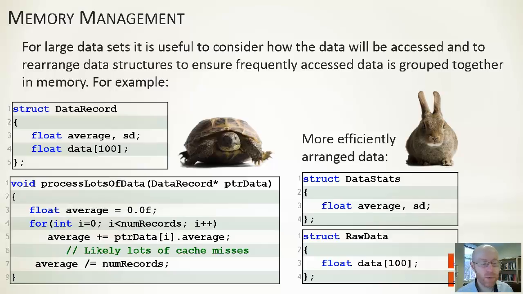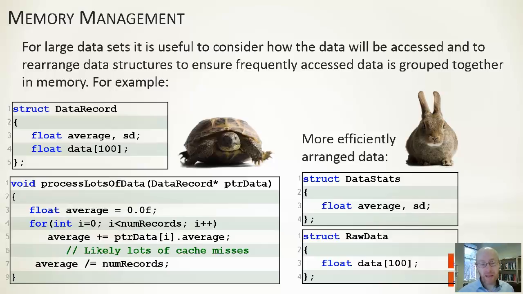Underneath this, we've got a process lots of data method. So we're assuming here that we're going to call this method, and we will be passing in a whole bunch of data records. So not just one, but a large number that we need to process. What happens in terms of the processing? Well, effectively, all we're doing is iterating over the number of records that we have available, we're assuming that's some value somewhere, and we're adding up the average values for each record and then just dividing that at the end to get the net average of our data set.